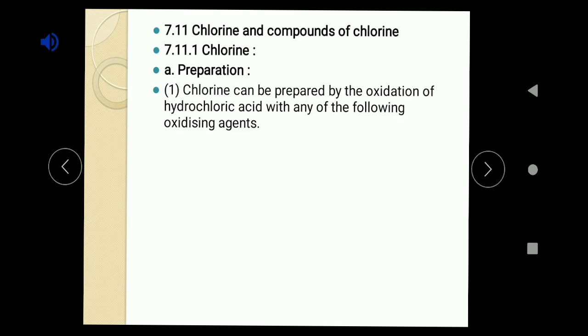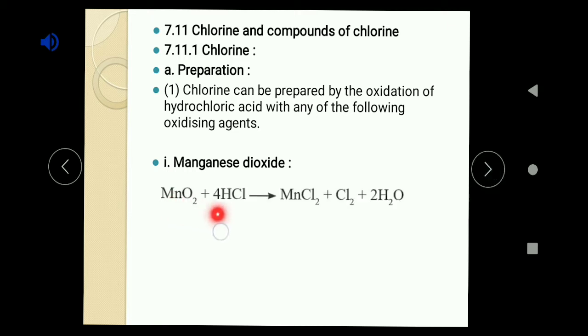The first method we are going to learn about is oxidation of hydrochloric acid, which gives you chlorine. But for that, we have to use an oxidizing agent such as manganese dioxide and potassium permanganate. These oxidizing agents, on treatment with HCl, remove hydrogen from HCl, hence, this is oxidation. So, MnO2 on treatment with HCl gives MnCl2 and chlorine along with water.